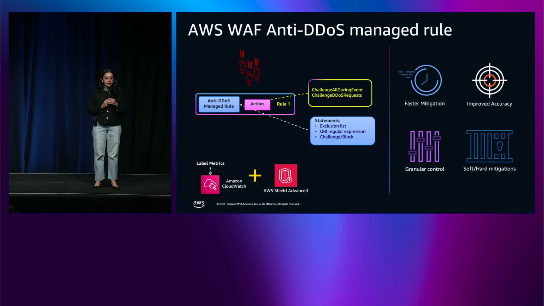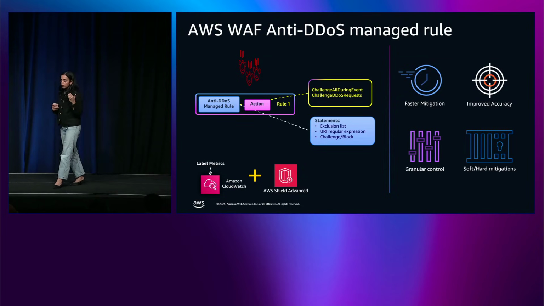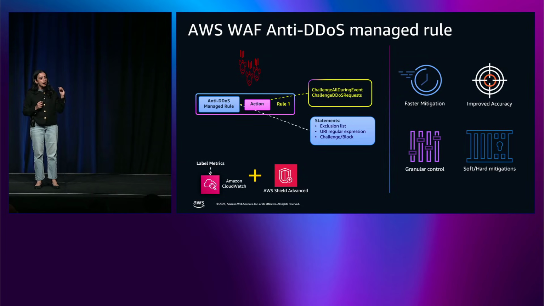And also, it allows you more granular control on when the rule is applied. So when we say granular control, what does that mean? Firstly, it lets you set configurations like, do you want to examine every request, or do you want to only challenge requests that have suspicious DDoS indicators as predicted by the rule? So it's efficiency versus coverage.